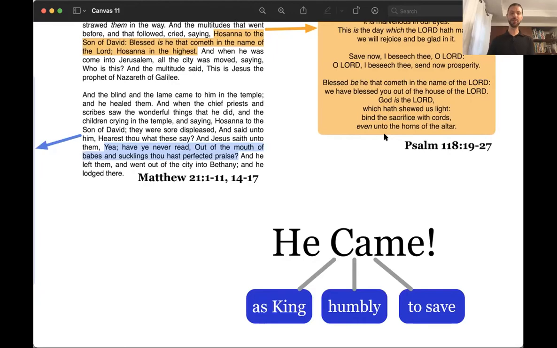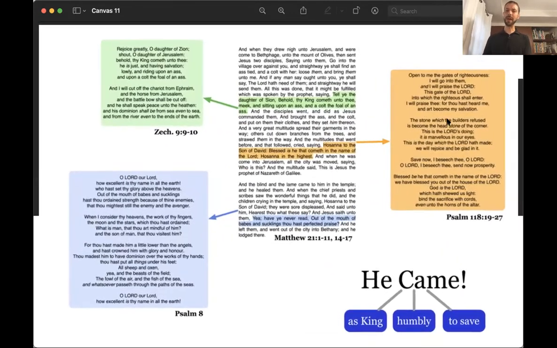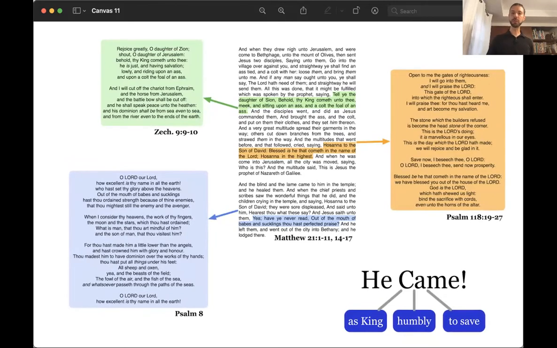I would commend to you the richness of study here around Matthew 21 and the triumphal entry, and paying attention to the passages that come out of it, and the themes that come out of it: the coming of Jesus as king, humbly, and for the purpose of salvation.